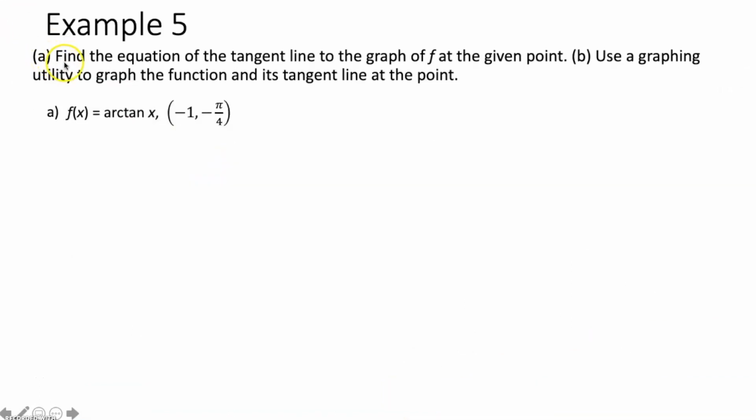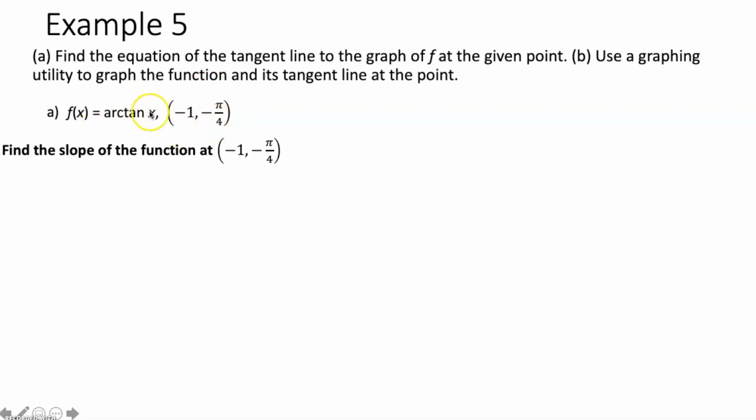Now example 5 says find the equation of the tangent line to the graph of f at the given point. Use a graphing utility to graph the function and its tangent line at the point. So here we are given a function, and we want to find the equation of the tangent line to this function at this given point. Well, in order to find the equation of a line, all we need is a point and a slope. We already have a point, we just need to find the slope of this function at this given point.